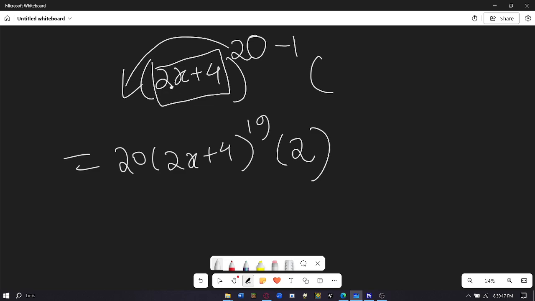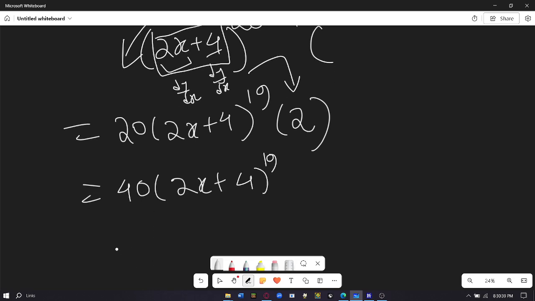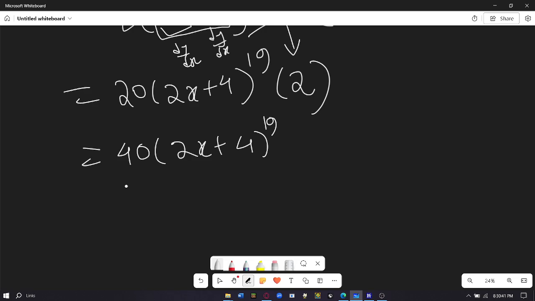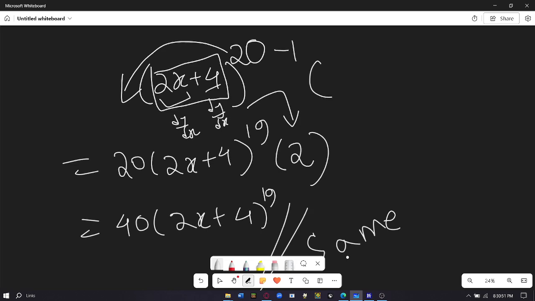When you differentiate 2x, this dy dx, this one also dy by dx, we get this. So what we're left with is 40 multiplied by 2x plus 4 to the power of 19. If you spend your time doing the binomial and manually doing it, the answer of this and that will be exactly the same. So yeah, I'm pretty sure we're not getting this, but just in case, here it is. So that's it for today.